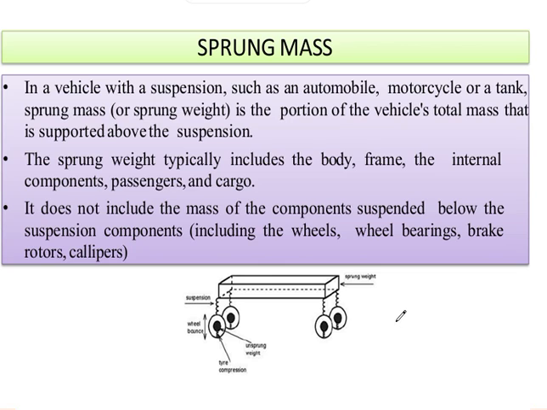I have told you about sprung mass in a vehicle with a suspension, such as an automobile, motorcycle or tank. Sprung mass or sprung weight is the portion of a vehicle's total mass that is supported above the suspension. The sprung weight typically includes the body, frame, internal components, passengers and cargo. It does not include the mass of the components suspended below the suspension components, including the wheels, wheel bearings, brake rotors and calipers. This is the schematic diagram of sprung mass.